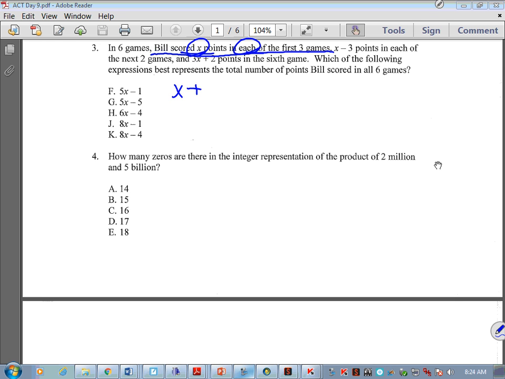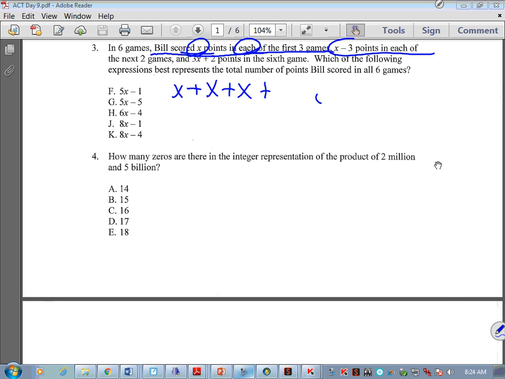X. How many points did he score in the third game? X. Okay? In each game, he scored X points, okay, for the first 3 games. All right, then let's see. Let's look in the 4th game, how much did he score?